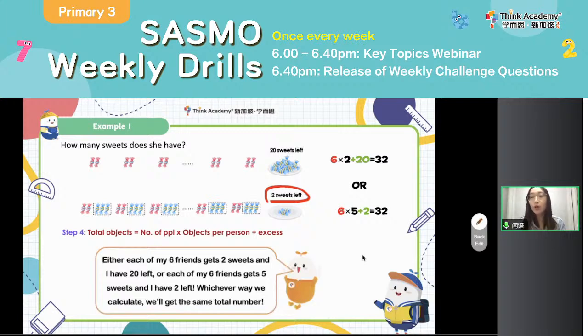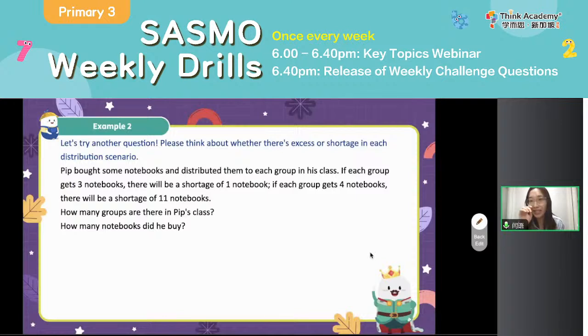Okay, so basically you see that when it comes to excess and shortage problems, we just focus on these 4 steps. The first one, the most important part, is to figure out the big difference. The second part is to find the small difference. And how can we figure out how many groups, how many people there are? That is the big difference divided by the small difference. And in order to figure out the total objects, actually you can just take any scenario here. Okay, so following this, let's move on to example 2.